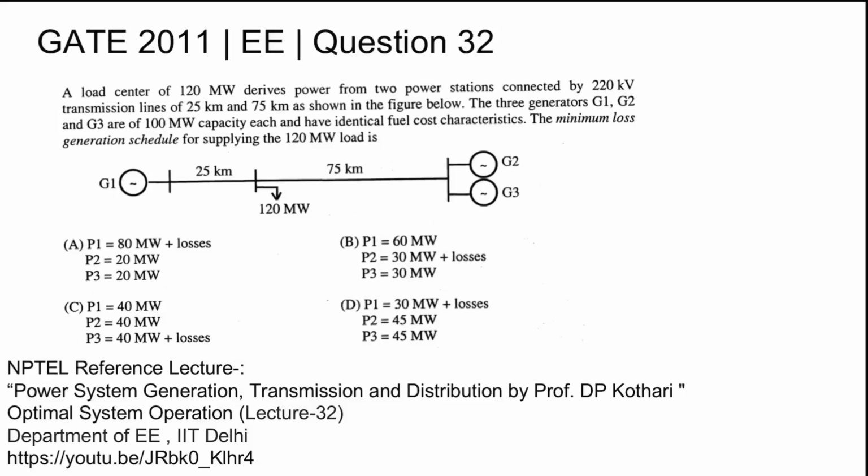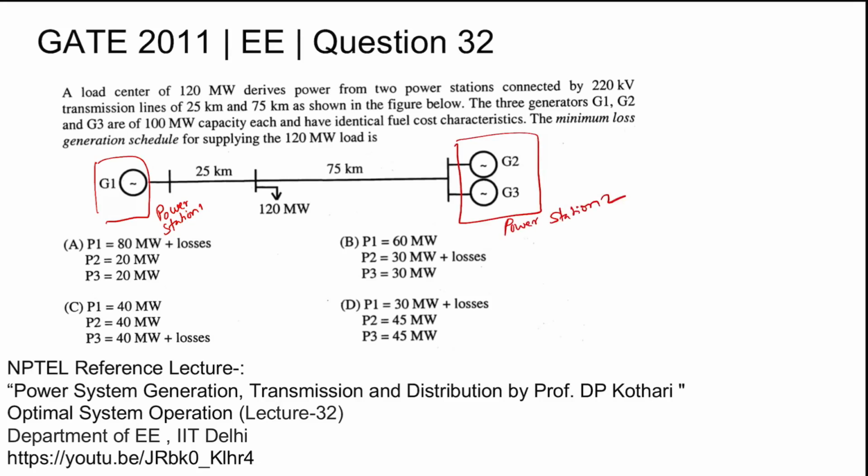This is GATE 2011 electrical question number 32. A load center of 120 megawatt derives power from two power stations connected by 220 kV transmission lines of 25 km and 75 km as shown in the figure. So you see, here is power station 1, and here is another power station, power station 2.